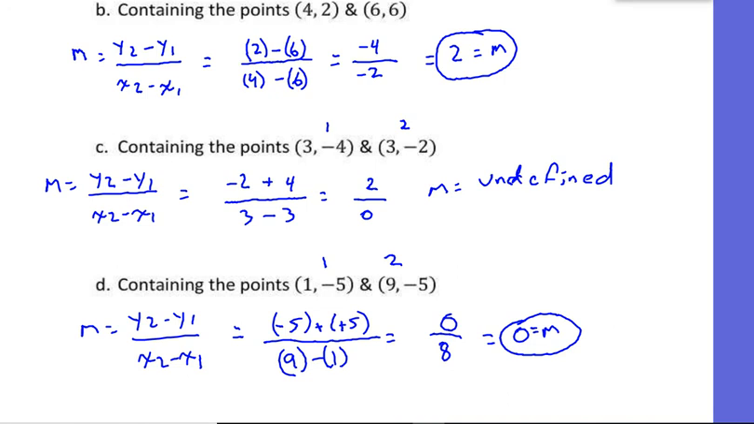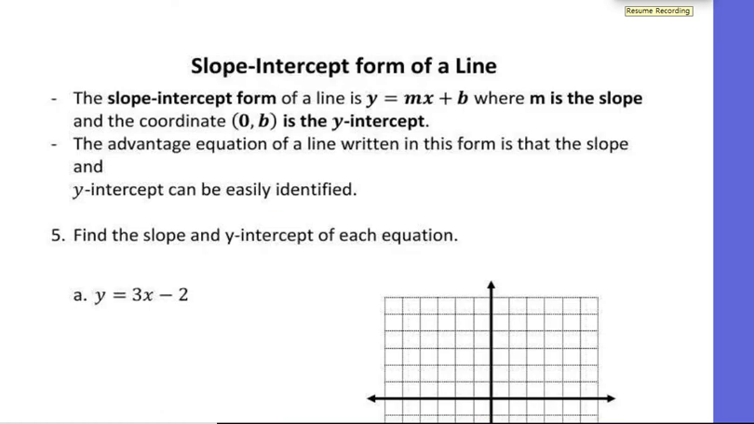But we'll continue slopes and intercepts on this slide. Slope-intercept form of a line is y equals mx plus b. If you remember working with linear equations in two variables, this is probably the form of the line that you are most familiar with, where m is the slope and the coordinate 0, b is the y-intercept.